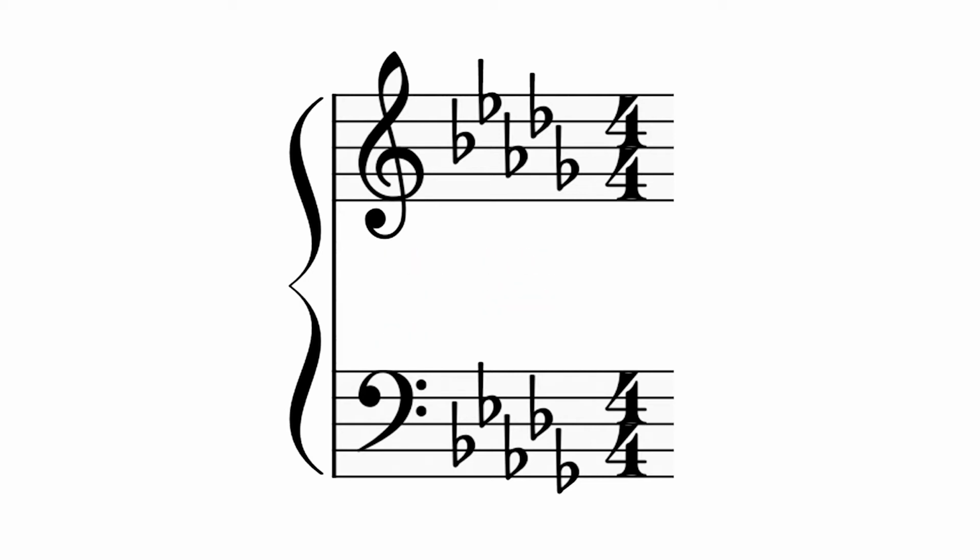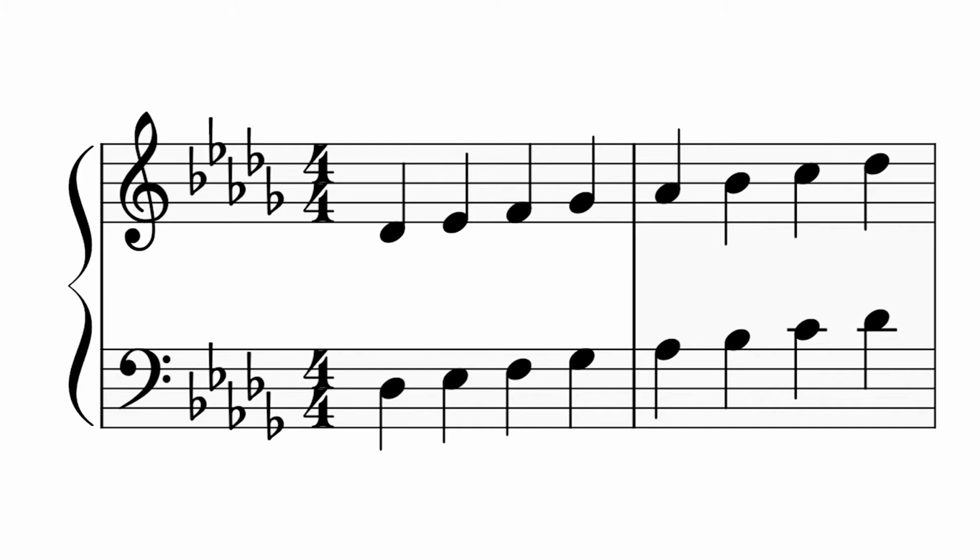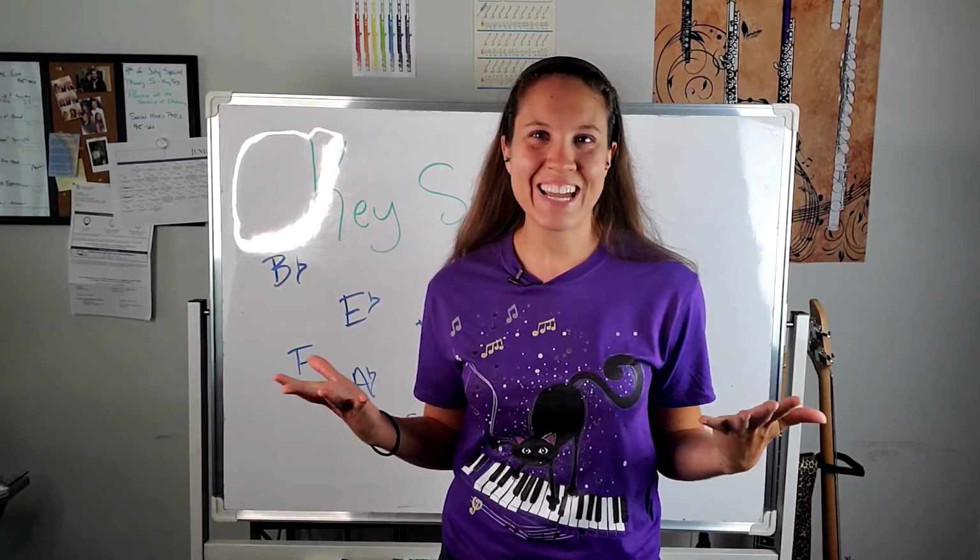What key signature is this? D flat. What scale goes along with this key signature? D flat major scale. How many flats are in the D flat major scale? 5. What are they? B flat, E flat, A flat, D flat, and G flat. You see how they all tie together?